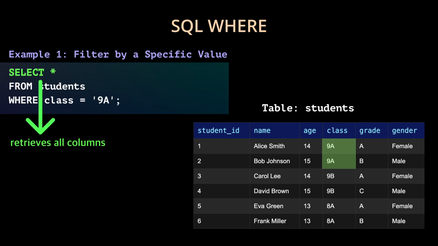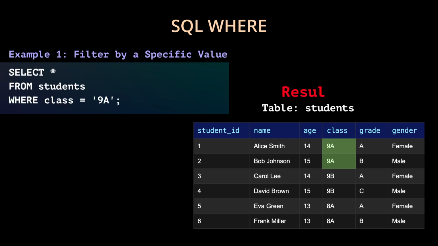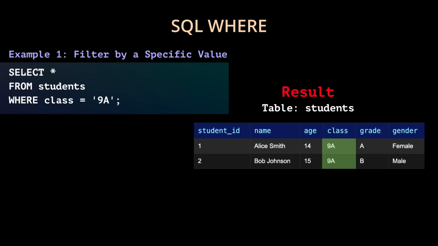SELECT * retrieves all columns for the matching rows. WHERE class = '9A' filters the results to include only rows where the class column has the value 9A. Result. As you can see, only the students in class 9A are included in the result.